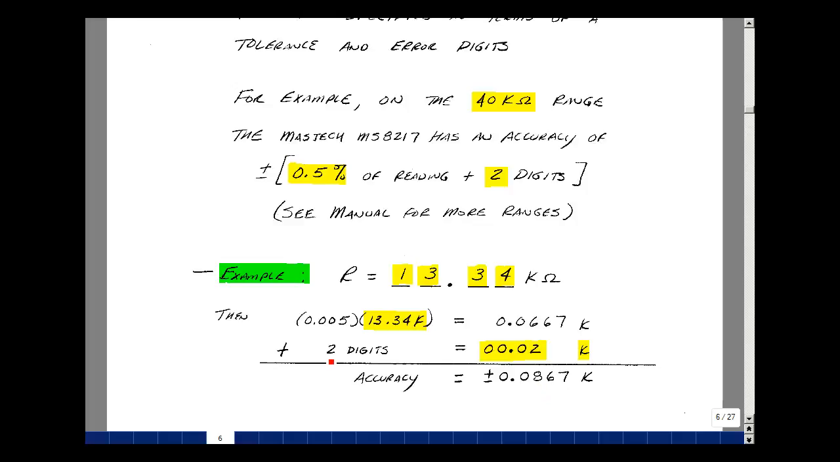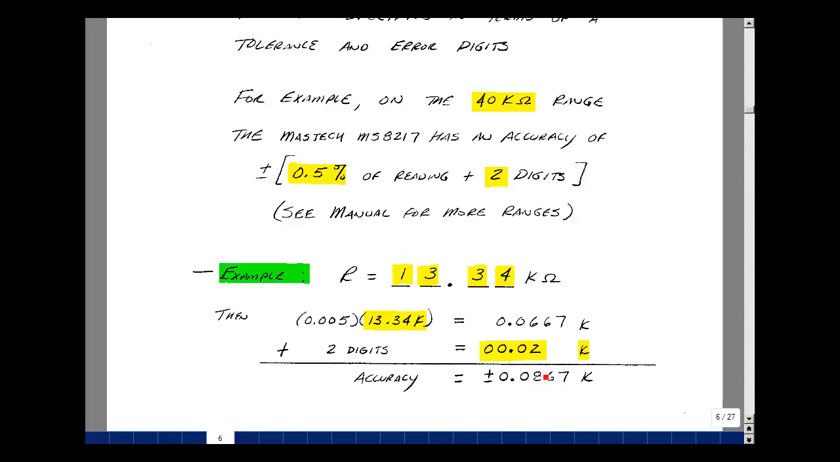Now if it was 7 digits, you put a 7 here. If it was 10 digits, you put a 10 here. Depending on the scale you're on, this is going to change. So if you have a lot of leading zeros, this is going to dominate the error. You want to have as many digits out here as possible. And it does that in the auto ranging. Now you add these two numbers together, and this is your accuracy. So it's plus or minus 0.0867.